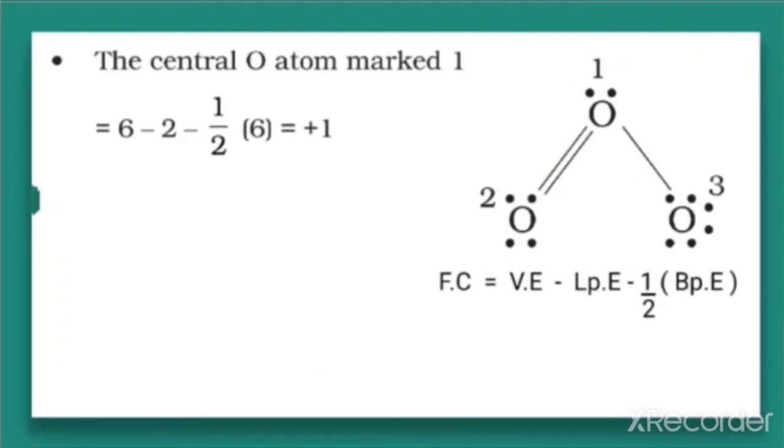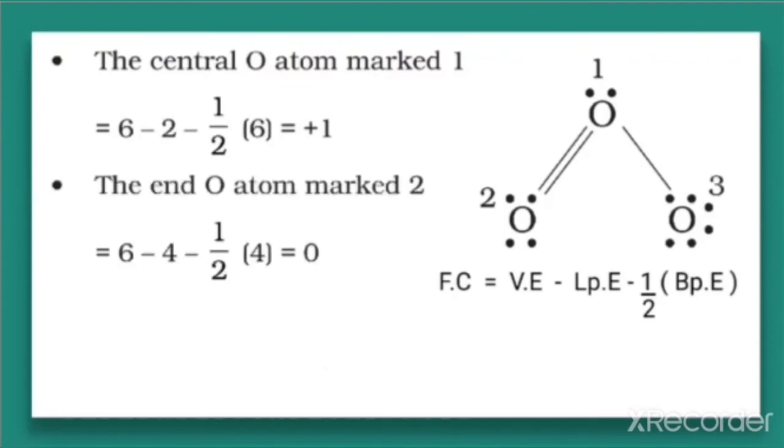Now let us do it for the second oxygen atom. That is, we have marked here the second oxygen atom. The end oxygen atom which is marked as second, we are talking about this oxygen atom. Look at this oxygen atom. What is the valence electron? Valence electron is same for all the oxygen atoms because oxygen belongs to group 16 in the modern periodic table. So the valence electron is 6. So we are writing 6 here.